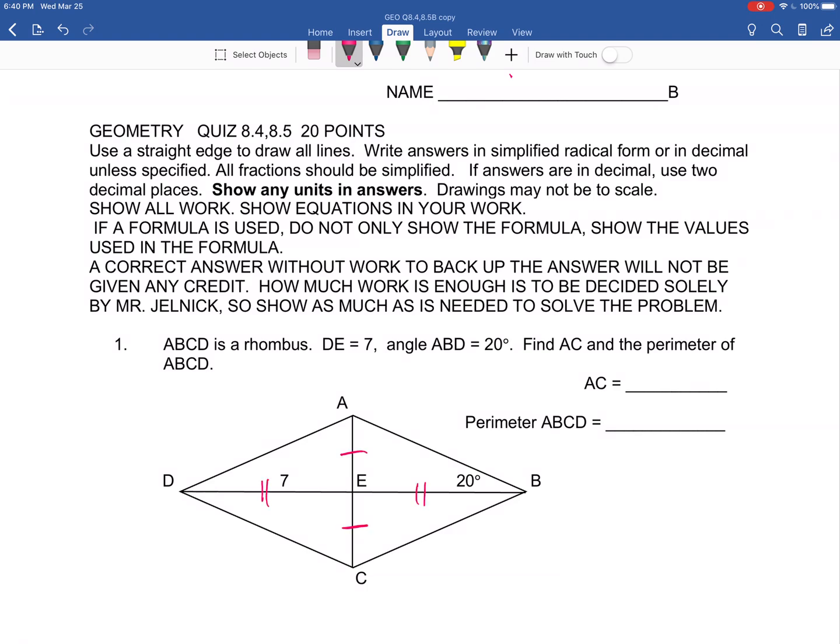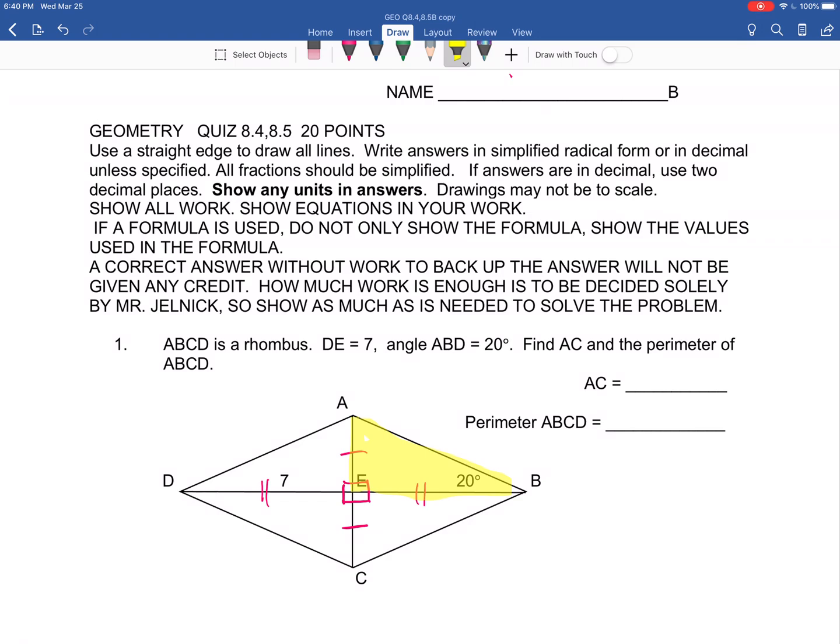Also, in a rhombus, the two diagonals are perpendicular. There we go. So we got four right triangles. I'm going to look at this first one right here. I want to find the distance AC. I'm going to look at that triangle right there, and I want to first find AE.